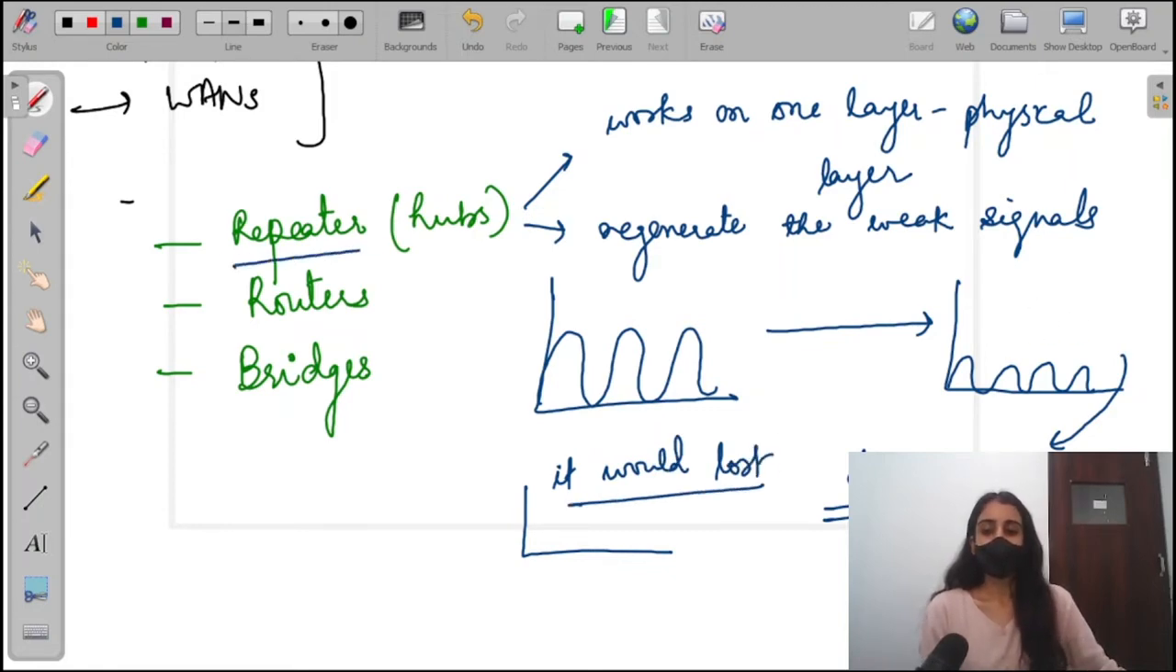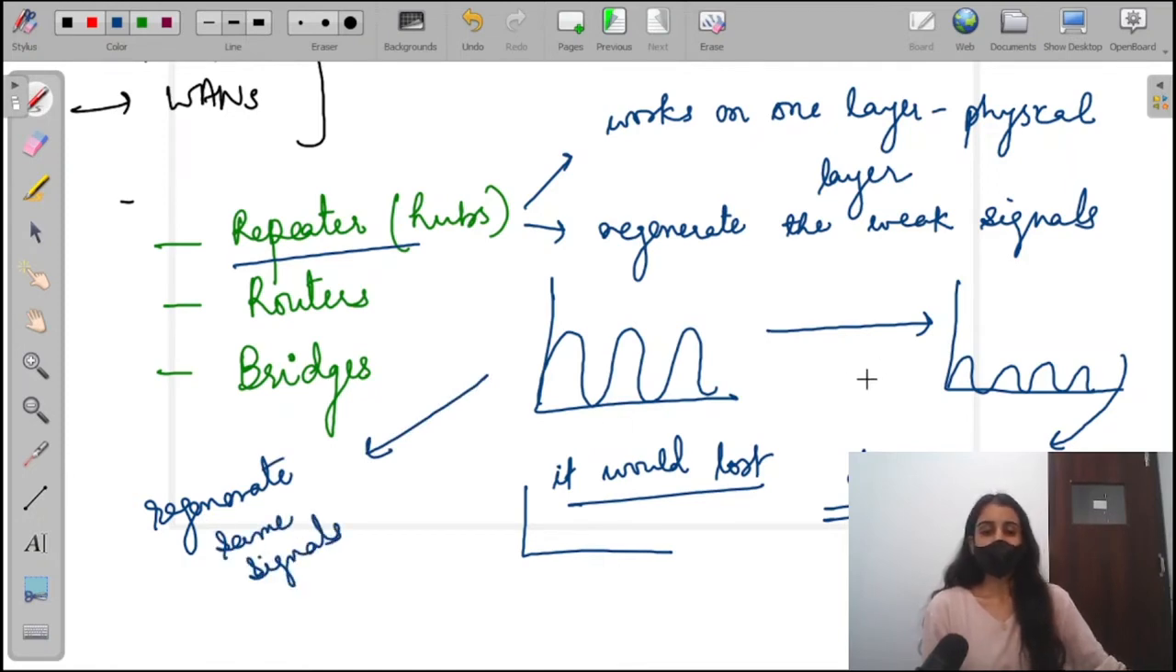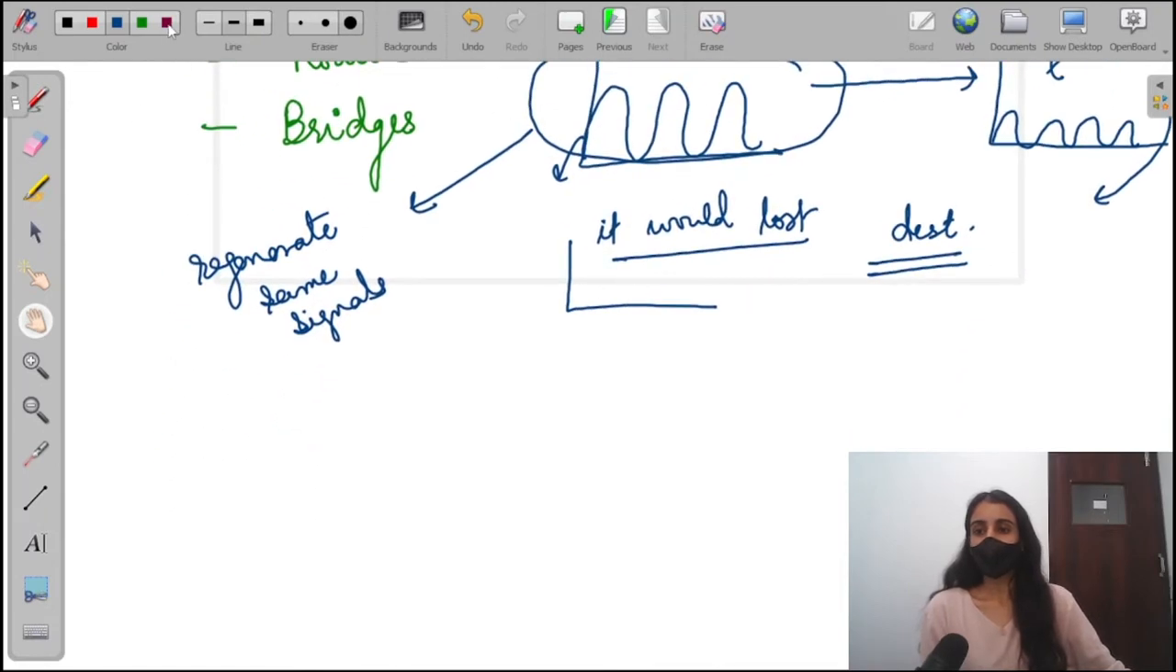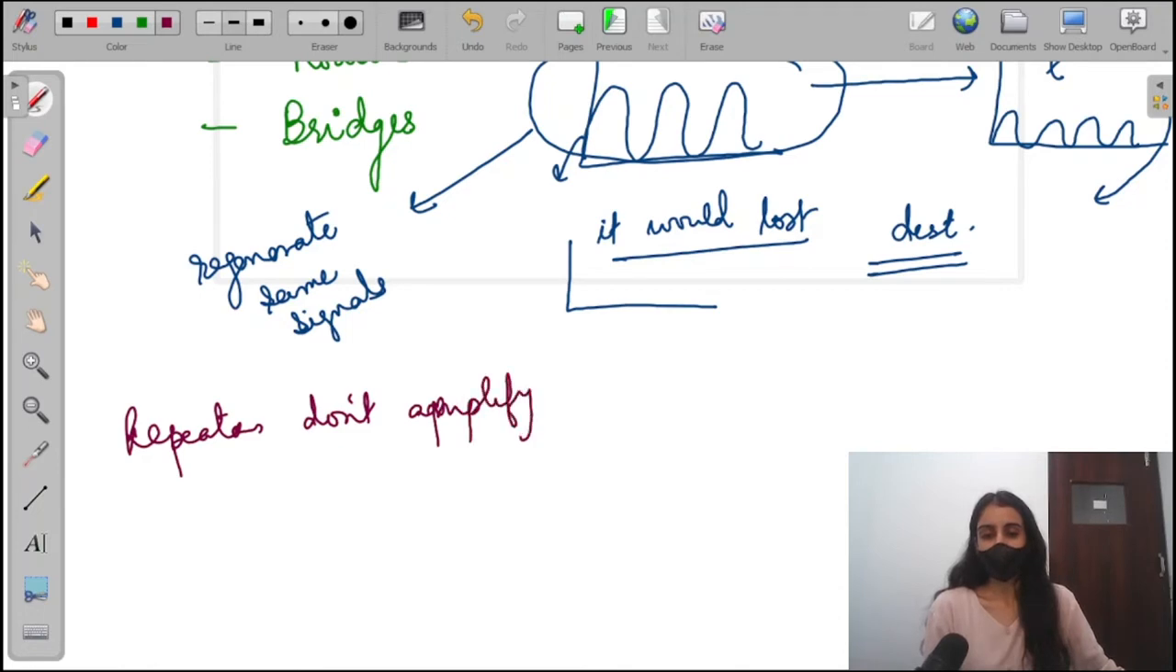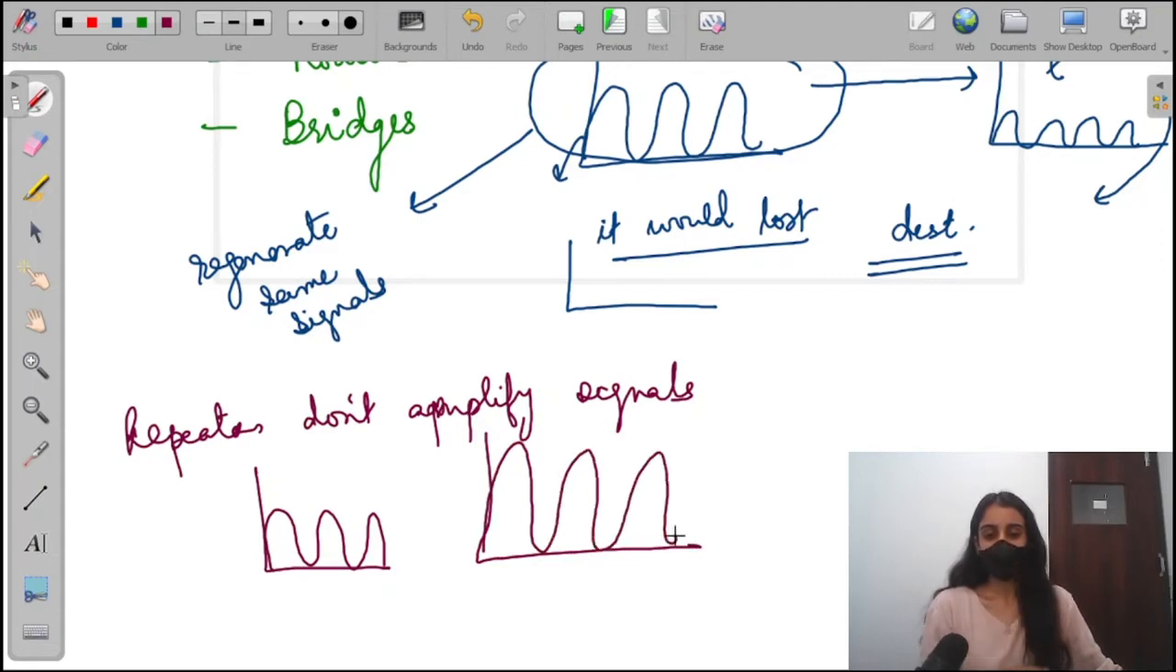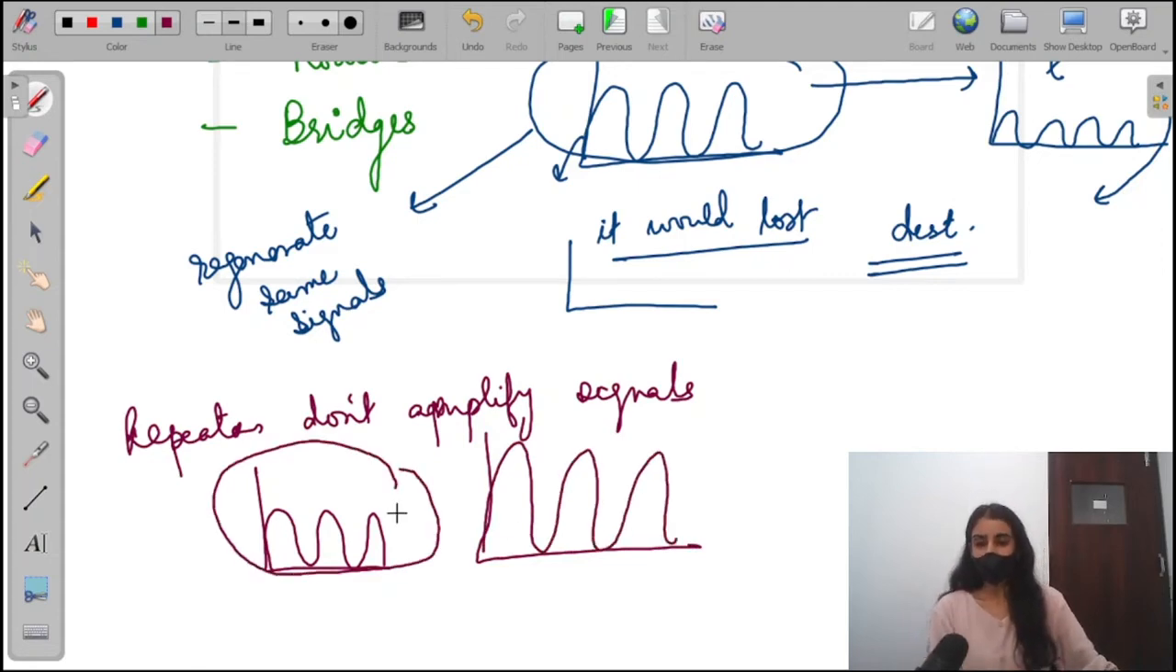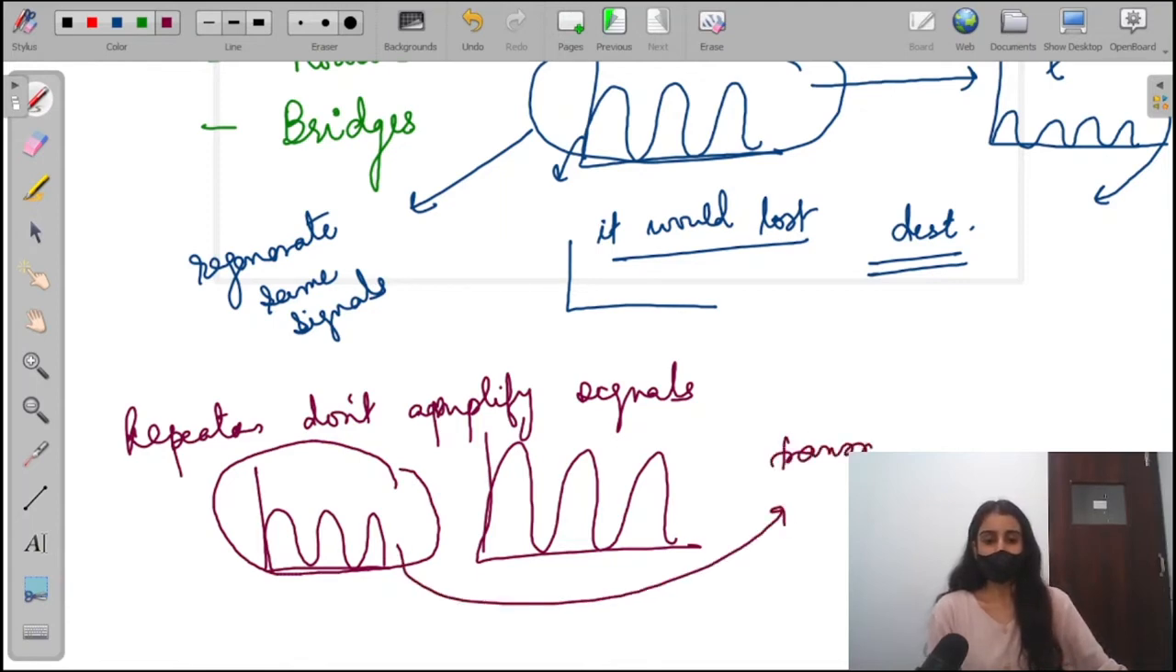So what this repeater does, it just regenerates these same signals so that this would reach the destination like this, not like this. So one more point, that repeaters don't amplify signals, which means that if the signal was initially this, repeater won't make it this. It would just regenerate the same signal of the same strength and transmit. So that was all about repeater.